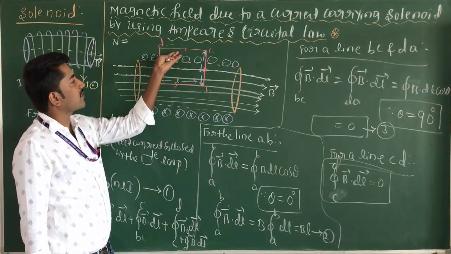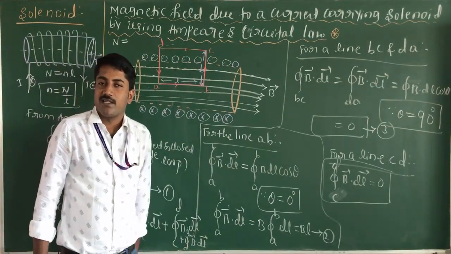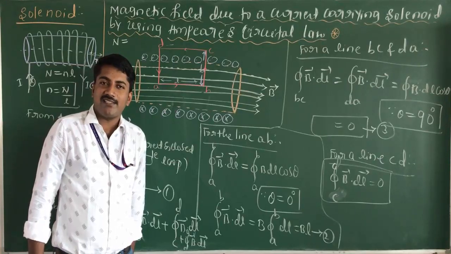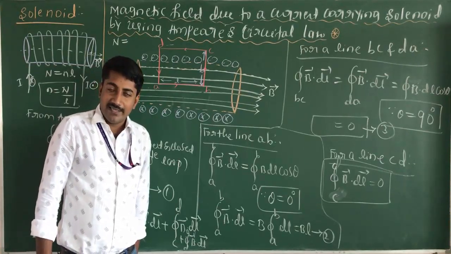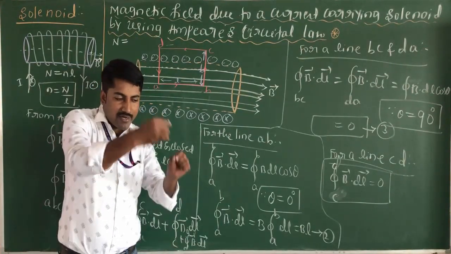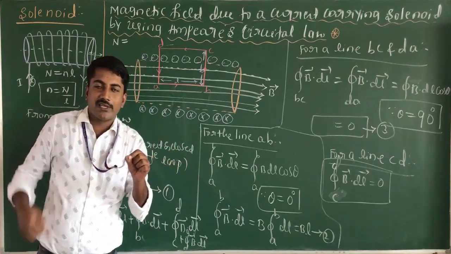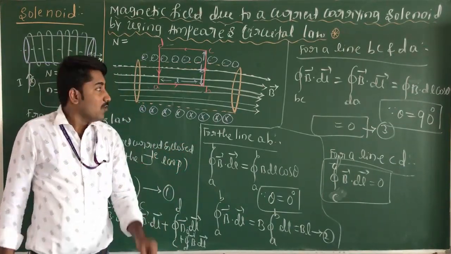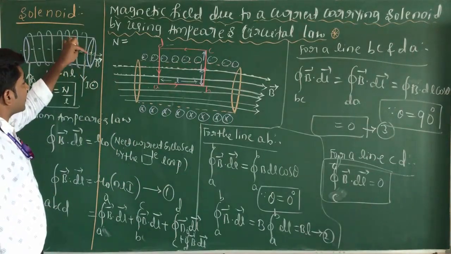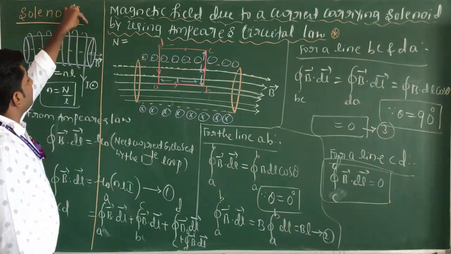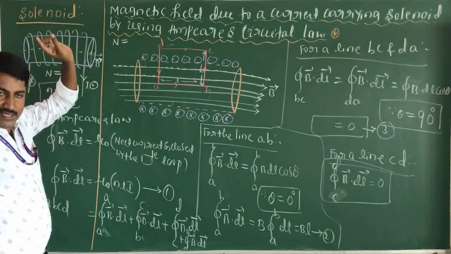because the magnetic field outside the solenoid is 0. Magnetic field outside the solenoid is 0 because insulated wire is wound on that circular or cylindrical coil. Only the magnetic field inside the solenoid is present. The magnetic field outside the ideal solenoid is 0.